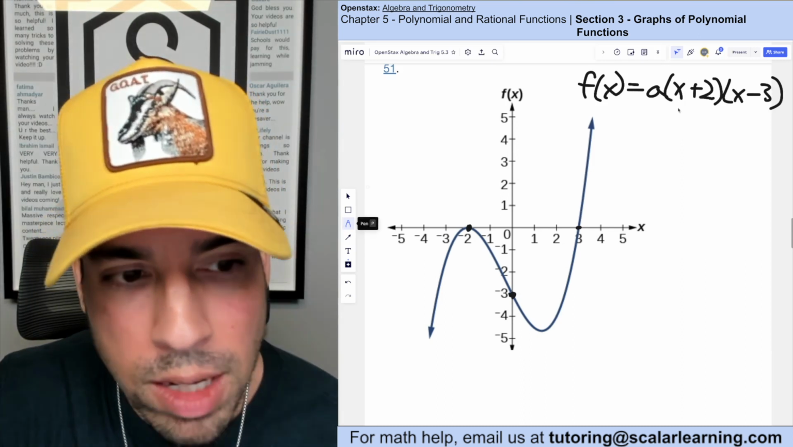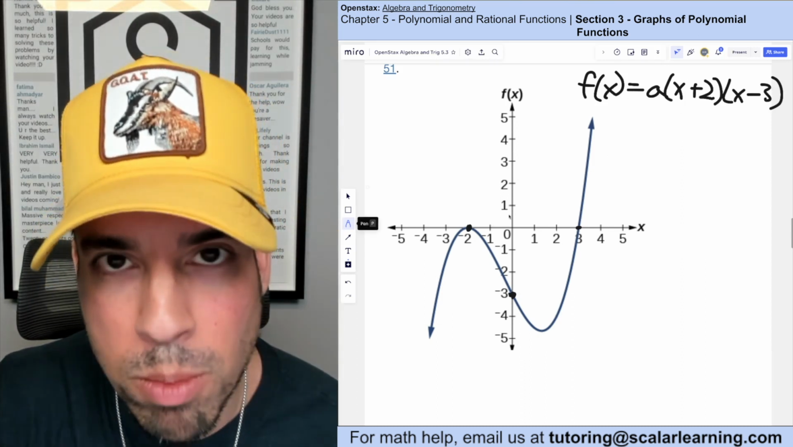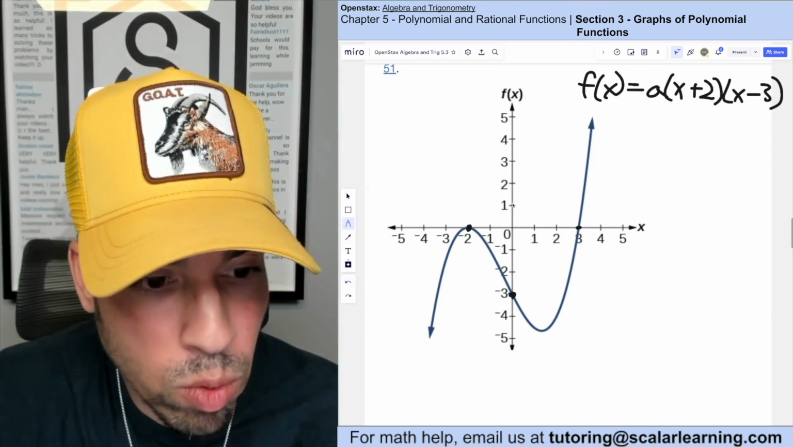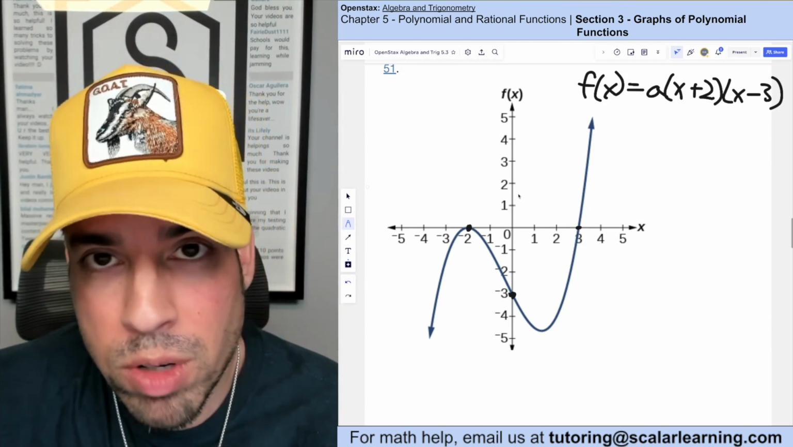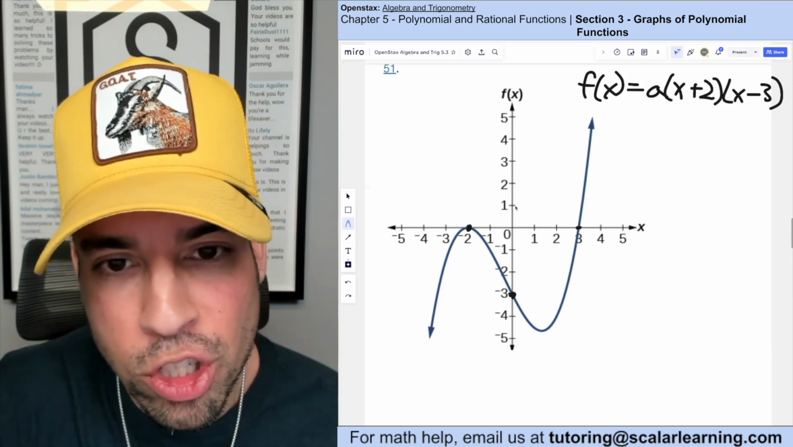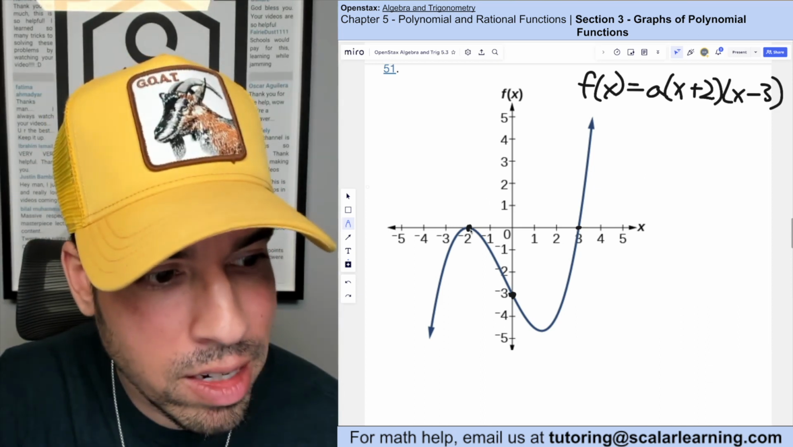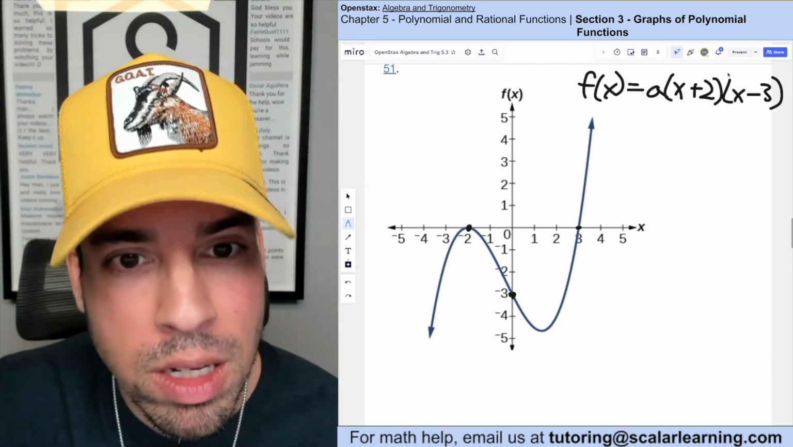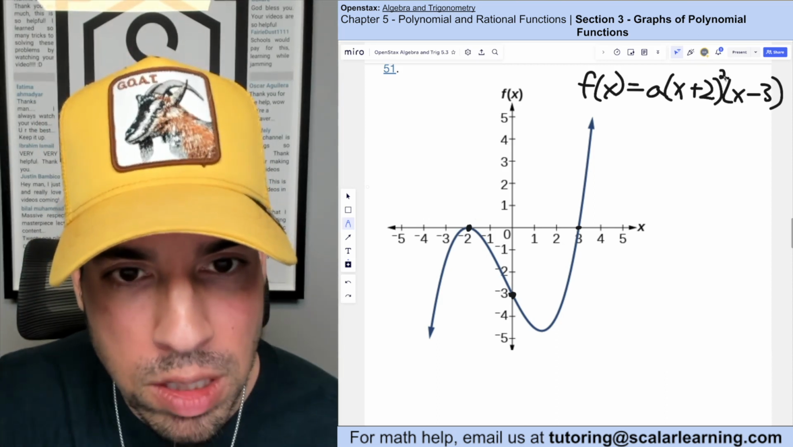Okay, now with that, we've got this laid out. We want to pay attention to the multiplicities because here it goes through, no problem. It's probably a multiplicity of 1. Could be 5, could be 3, an odd number, but we're just going to go with the assumption of 1. And then here it bounces. It doesn't penetrate. So this is an even multiplicity. Let's assume it's a multiplicity of 2.